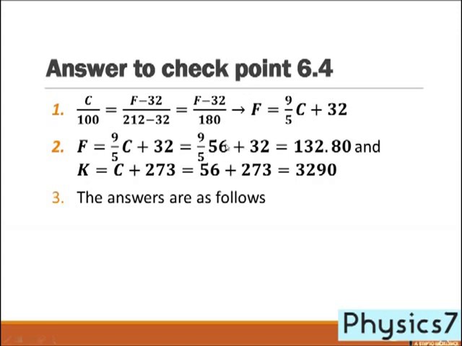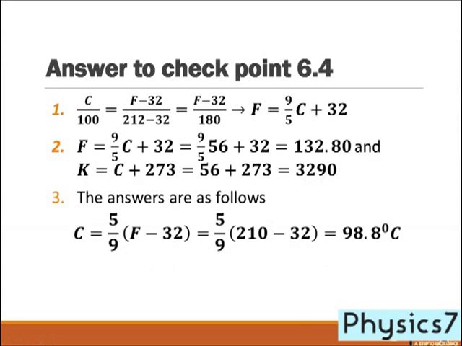And if you do that, what you get is that the temperature in degrees Fahrenheit will be 9/5 times 56 plus 32. And so that will give you the temperature in degrees Fahrenheit equal to 132.80. And in the same way, the temperature in Kelvin will be equal to the temperature in degrees Celsius, which is 56, plus 273. And so that will give you a value of 329 Kelvin.